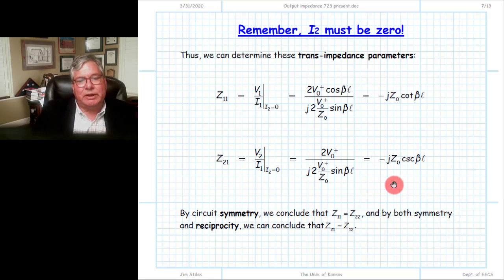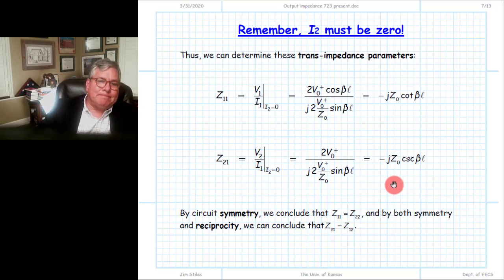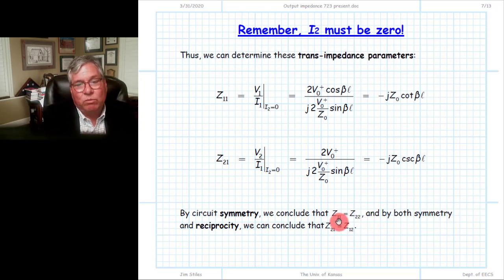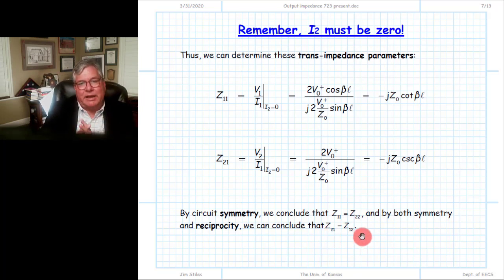Now, we could go through and do this again for Z22 and Z12, where we put an open circuit on port 1 and determine the current at port 2, for example. But what we find is the symmetry of the structure. If I take a transmission line and flip it around, I get the same structure. What is port 1 and port 2 is completely arbitrary. And so we can apply symmetry to conclude that Z22 is equal to Z11, and likewise Z21 is equal to Z12. Again, if we flip it around, we have the same structure.